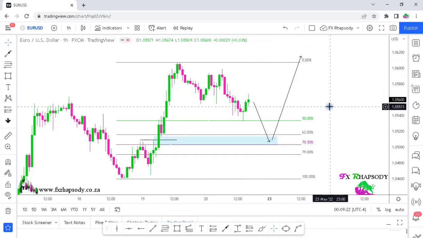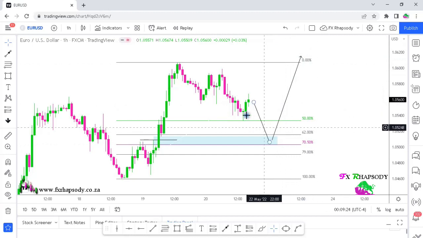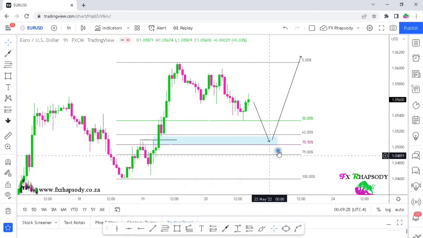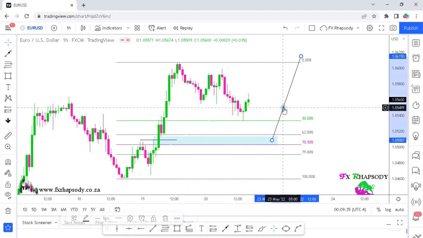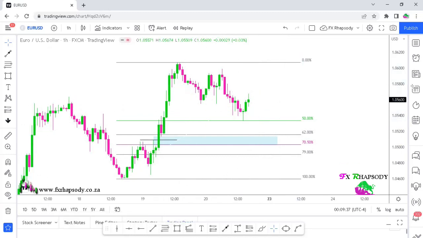But again, price might just decide to break through and continue to the downside. But sure enough, when price gets to this area, you drill down to your lower time frames and look for all those opportunities for a buy. So yes, I am a little bit biased in buying on the Euro US dollar.